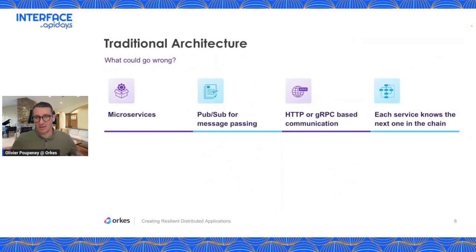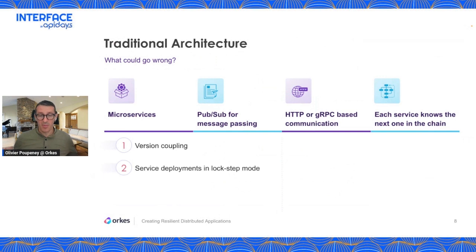But let's look at a traditional architecture right now, and what could be wrong. So let's take an example where everything is developed as microservices. We are using a PubSub mechanism for message passing, HTTP-based communication, and each service knows the next one in the chain to complete the transaction. So what can be wrong here? The first is the version coupling. When there is one version that needs to be changed, we need to make sure that all other services are also okay with this version.